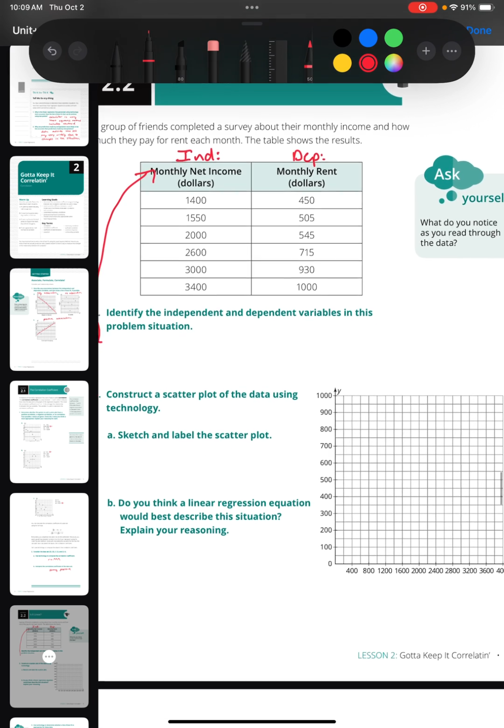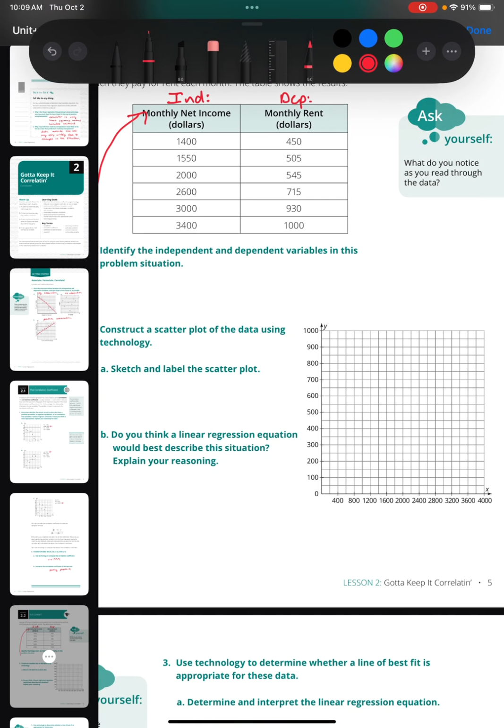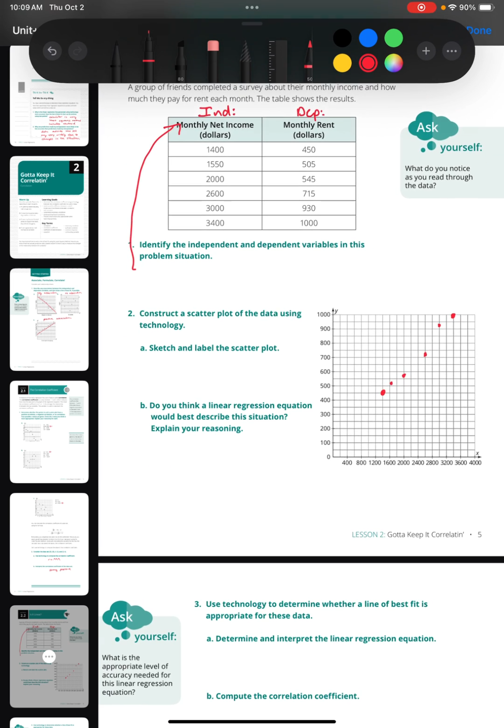If we want to construct a scatter plot, let me go through and plot those points. 1,400, 450, would be there. 1,550, 505 would be about here. 2,000, 545 would be about there. 2,600, 715 would be about here. 3,000, 930 would be about there. And then 3,400, 1,000 would be up here. So we can see our points there.